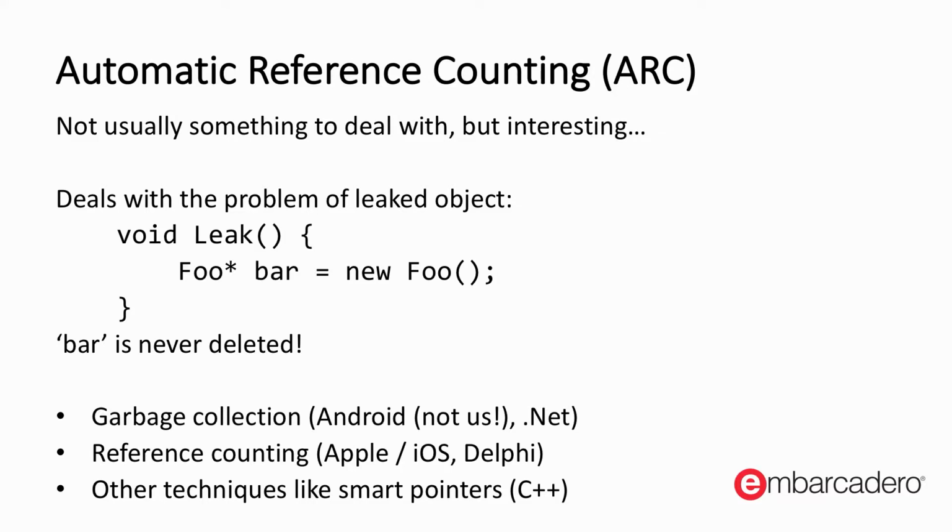So, what is ARC? It stands for Automatic Reference Counting. It's one of several ways to handle the problem of accidentally leaking memory, that is, creating an object and not freeing or deleting it. Here in this method, Foo pointer bar equals new Foo, bar is never deleted.